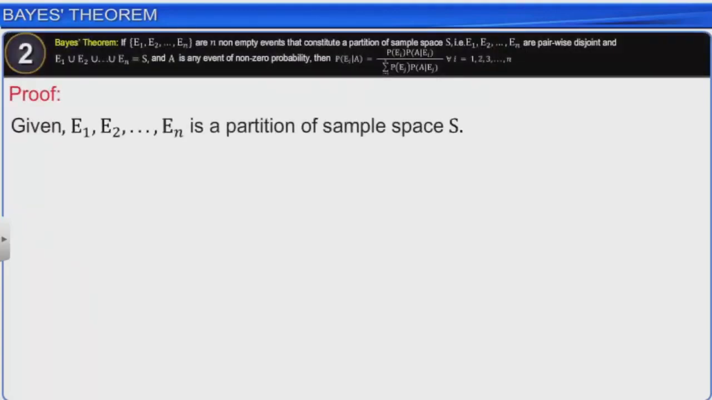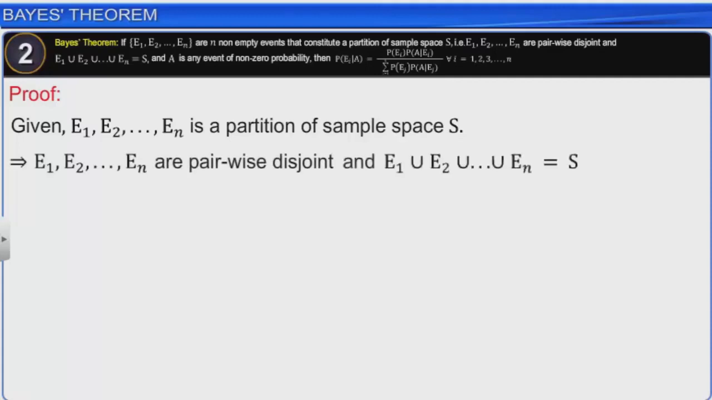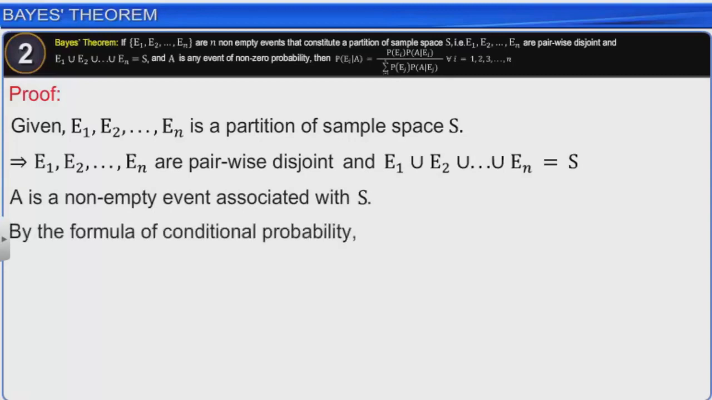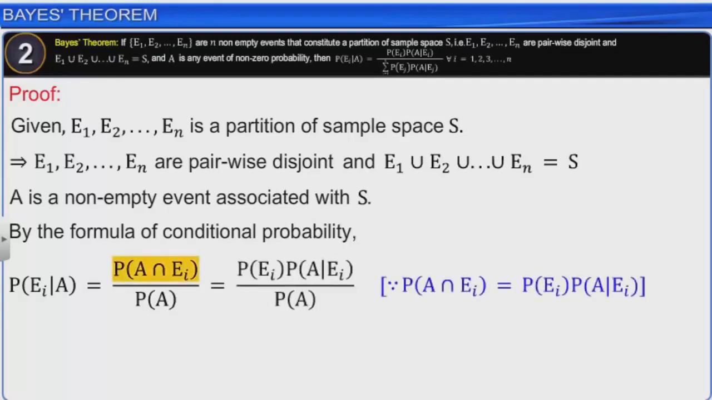It is given that the events E1, E2 and so on till En form a partition of sample space S. This implies that the events are pairwise disjoint, and the union of the events is equal to sample space S. It is also given that A is a non-empty event associated with S. Now, by the formula of conditional probability, the probability of any event of the partition Ei given event A has already occurred is equal to the probability of A intersection Ei divided by the probability of A. By the multiplication rule of probability, the numerator, the probability of A intersection Ei, can be written as the probability of Ei into the probability of A, given event Ei has already occurred.